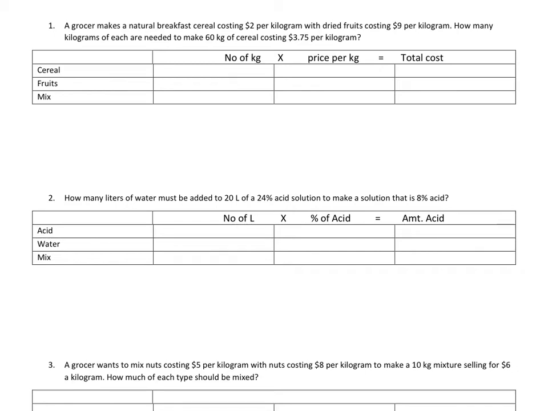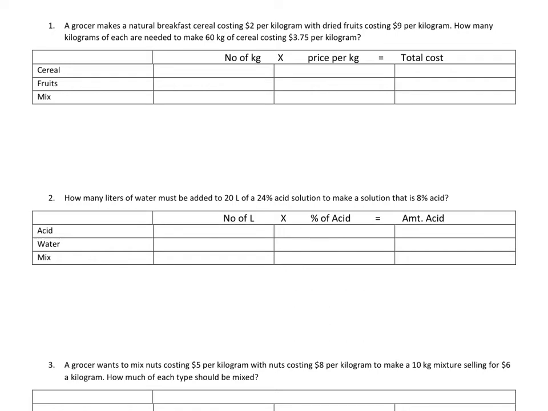So, for the first one, if we read through this, talking about a grocer, this grocer makes a natural breakfast cereal costing $2 per kilogram with dried fruit costing $9 per kilogram. How many kilograms of each are needed to make 60 kilograms of cereal costing $3.75 per kilogram?